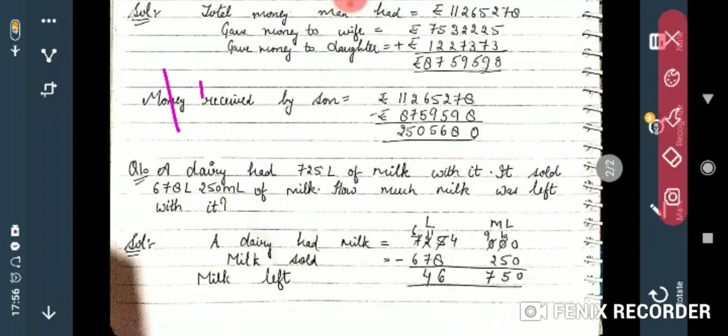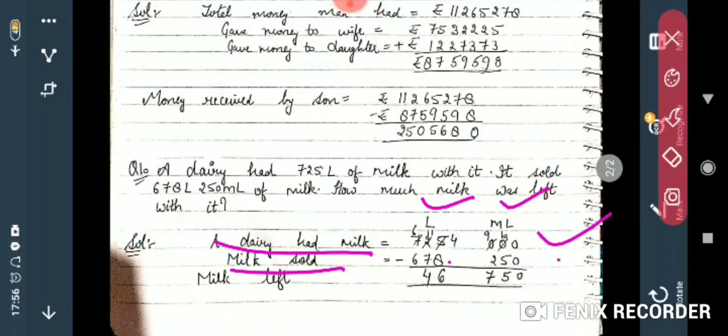For example, you are having 10 pence. You gave 8 pence to a friend. How many pence were left with you? 2. Yes or no? Similarly, like that you have to do. So a dairy had milk how much? 725 liter. Milliliter is not given, so we will add 0. And how much milk was sold? 678 liter and 250 milliliter. Just subtract it, you will get how much milk was left? 46 liter and 750 milliliter. Thank you.